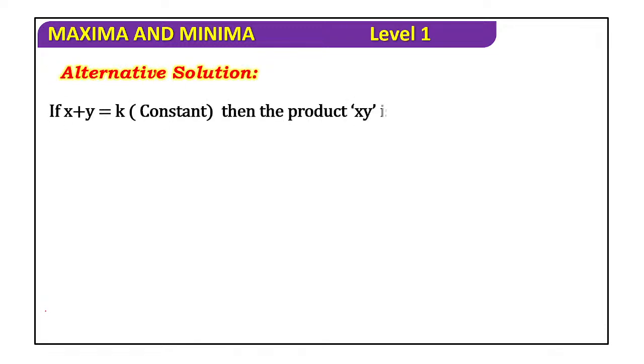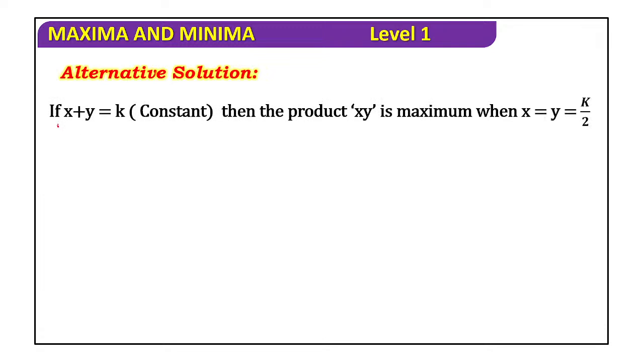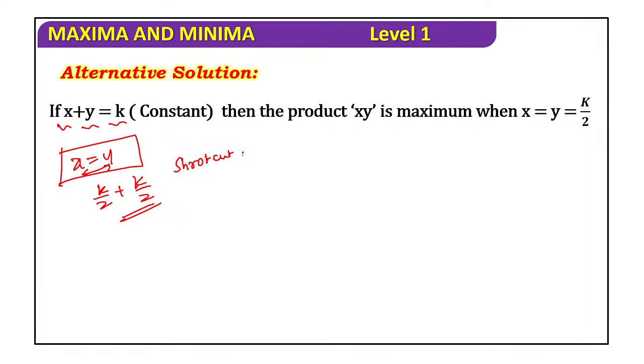Alternative method: you can see x plus y equal to k and xy maximum, then x equal to y equal to k by 2, no problem. In the alternate method, we know that x plus y equals k and their product is maximum, which means x and y must be equal. The only possible case is k by 2 plus k by 2. So you can use this shortcut method also.